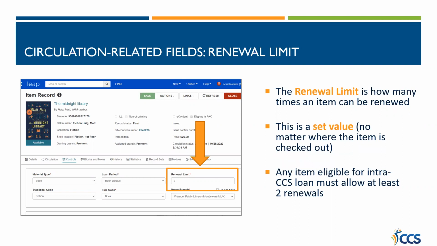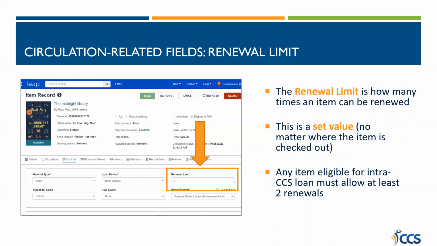Now, it is CCS policy that any item eligible for intra-CCS loan has to be renewable at least twice, but libraries can set a higher value. So keep this in mind.